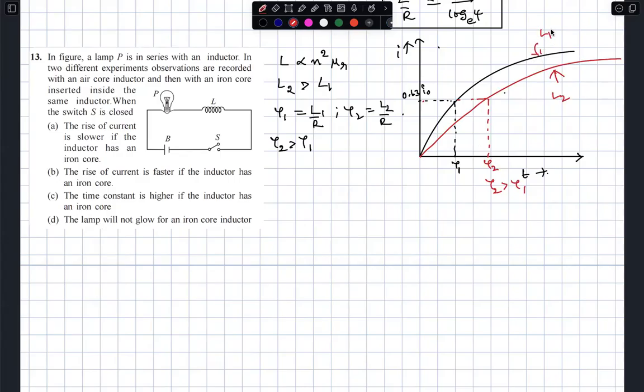Now back to question number 13. The rise of current is slower if the inductor has an iron core. Sure, because 0.63 I naught is reached quickly with air, but it took some delay in the case of iron core. So option A is absolutely correct. So when A is correct, B is wrong. The time constant is higher if the inductor has an iron core, right? Because L2 is greater than L1.